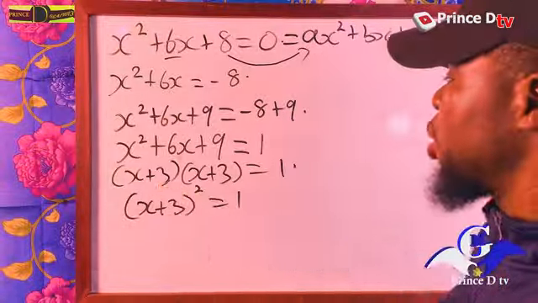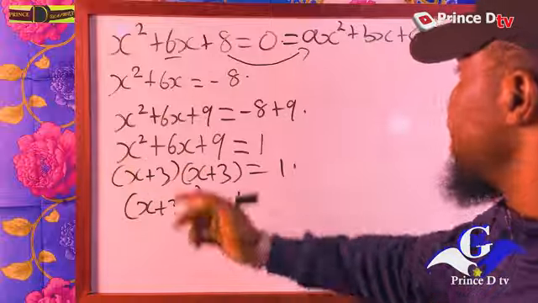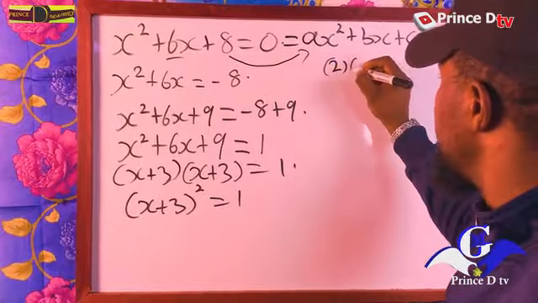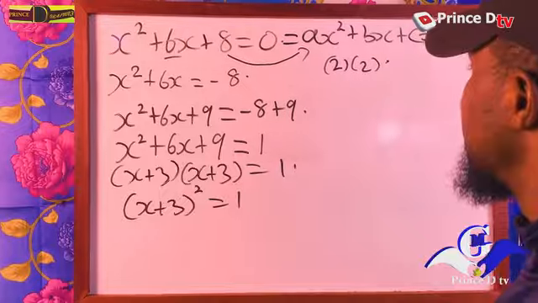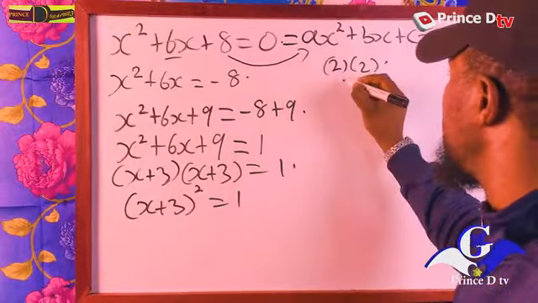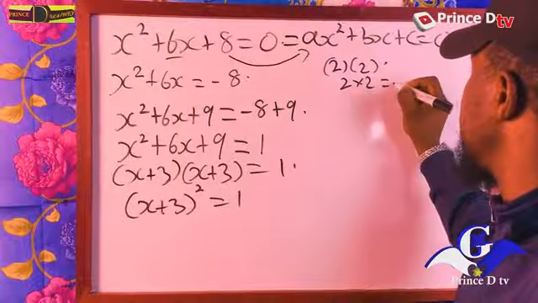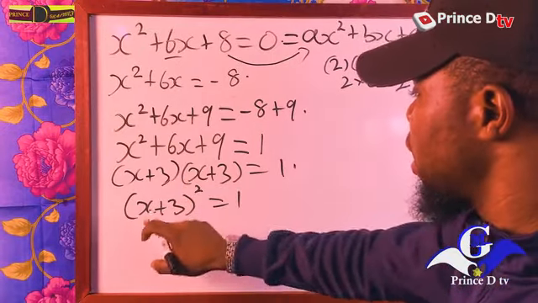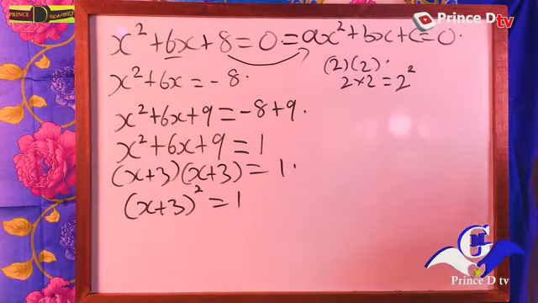x plus 3, x plus 3. So we are multiplying x plus 3 twice. Remember, this is the same as 2 multiplied by 2. I told you indices, it means 2 times 2, which is 2 to the power 2, that is, 2 multiplied by itself. So this is exactly what has happened here. Okay, good.